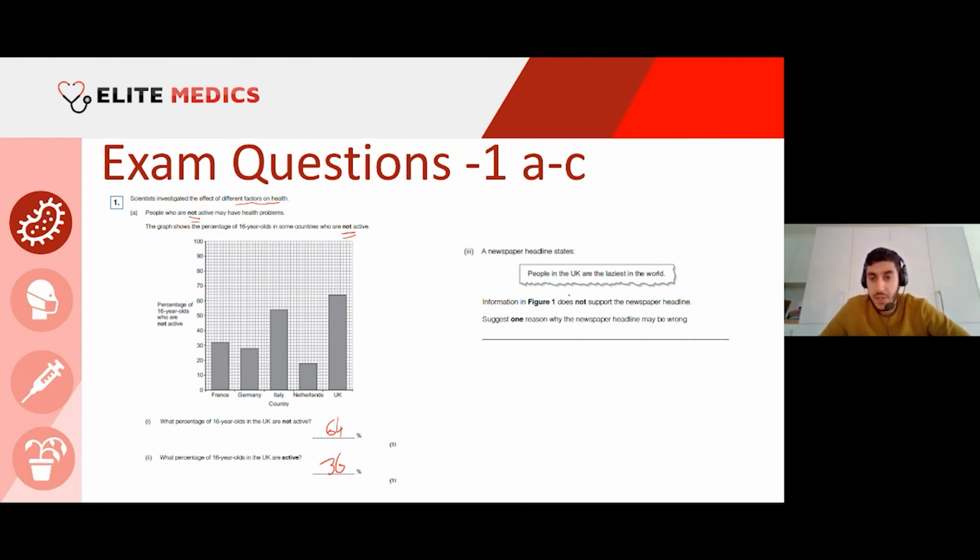A newspaper headline states people in the UK are laziest in the world. Information in figure 1 does not support the newspaper headline. Suggest one reason why. So the first part was very straightforward. This is also just a 1-mark question. I always tell you guys, look at the word before, what command it's telling you to do. Because it's saying suggest, it's just something basic you need to say. So suggest one reason why this might be wrong.